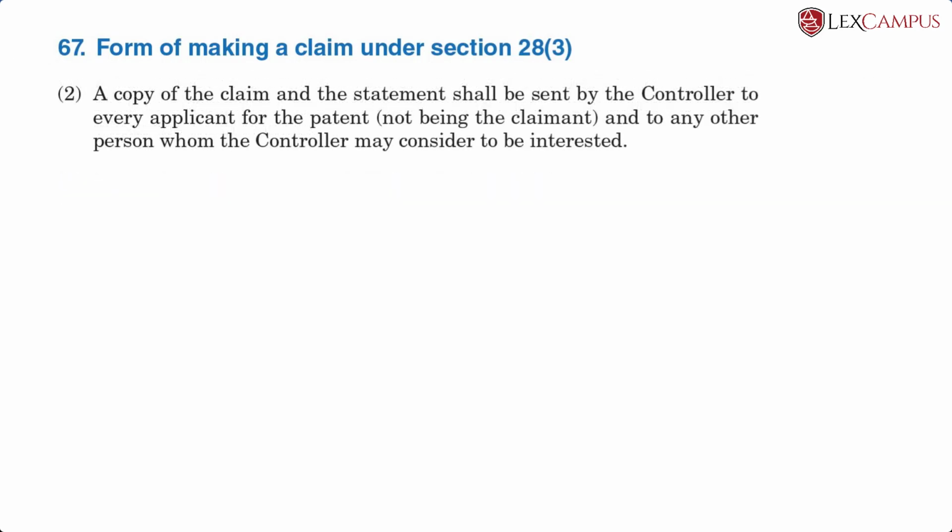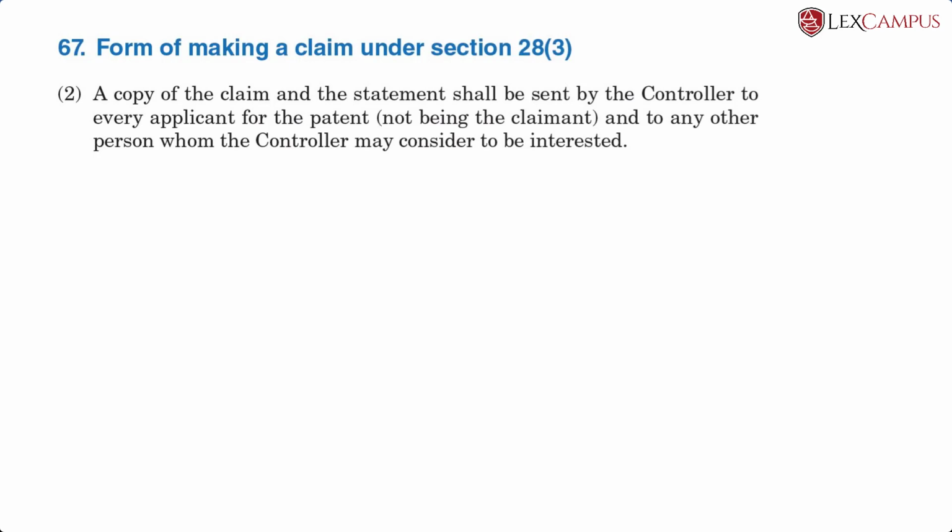Rule 67(2): a copy of the claim and the statement shall be sent by the controller to every applicant for the patent not being the claimant and to any other person whom the controller may consider to be interested. So, once in a 28(3) proceeding, he shall send a copy to all the parties interested, including every applicant and any party who may be interested.